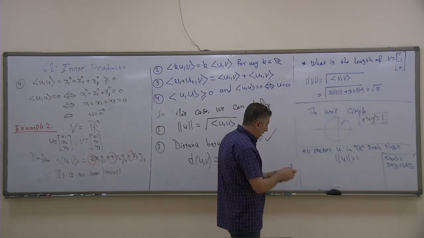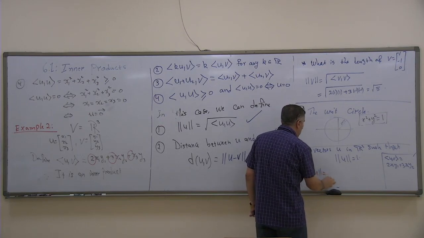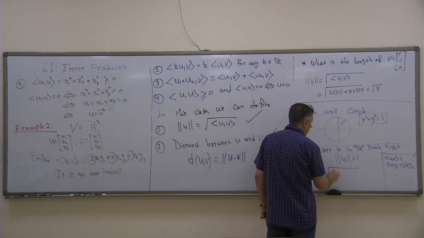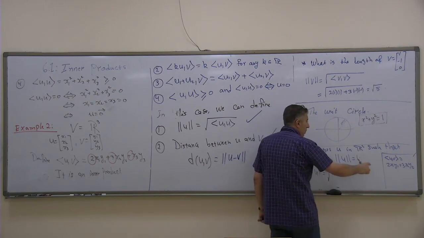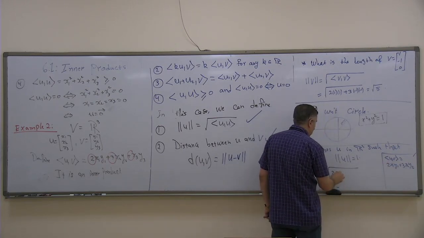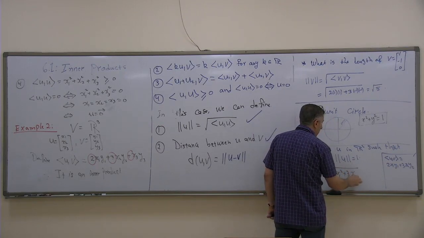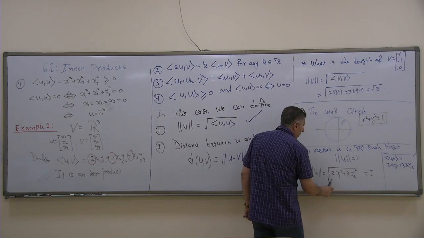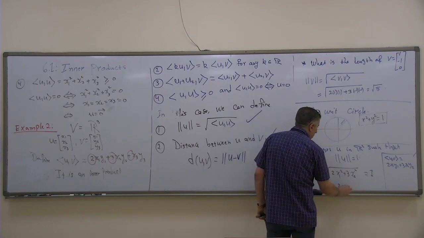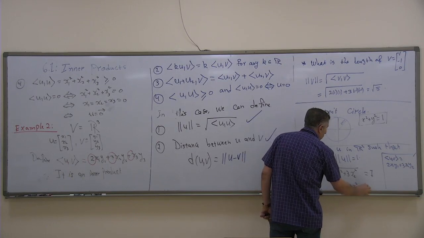So here, the length of U is going to be the square root of 2x1 squared plus 3x2 squared, and I want this to be 1. So what are we getting here? We are getting 2x1 squared plus 3x2 squared equals 1.